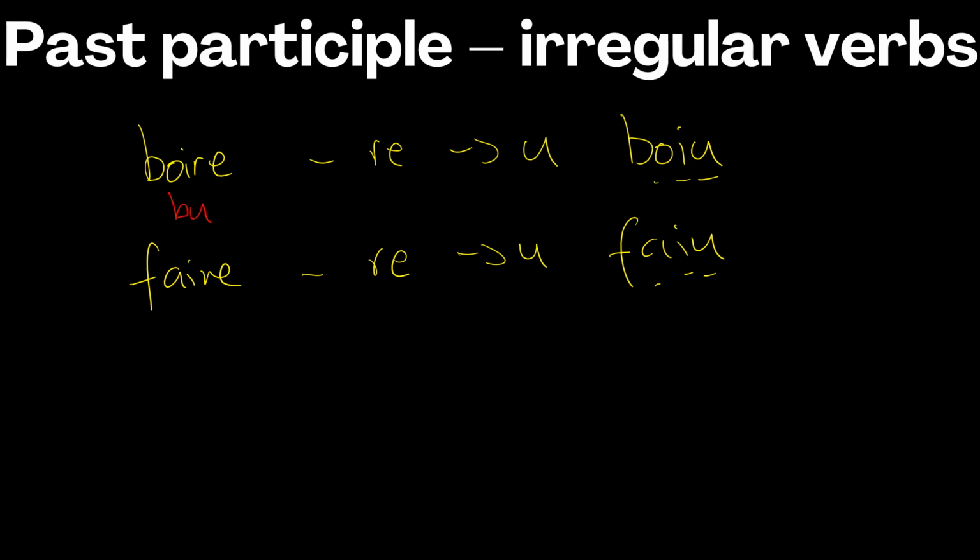So you see what we've done there. We've removed the O and the I and we're left with this, okay? What about faire? Is it feu? No, it's fait. Okay? Completely different. Why have we got a T? Well, there's no reason. You don't need to know why we have a T, but we have a T.